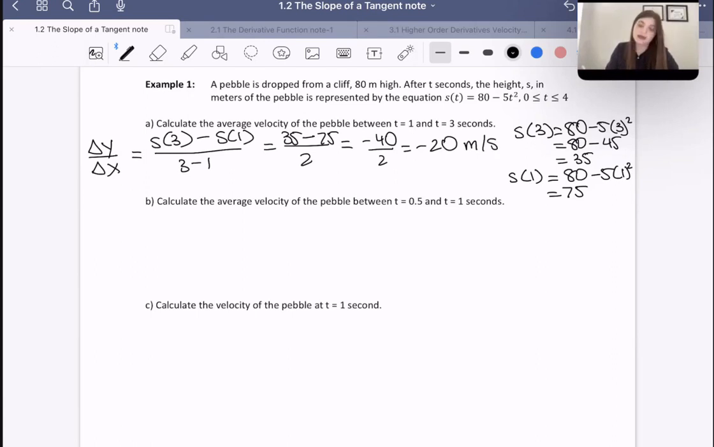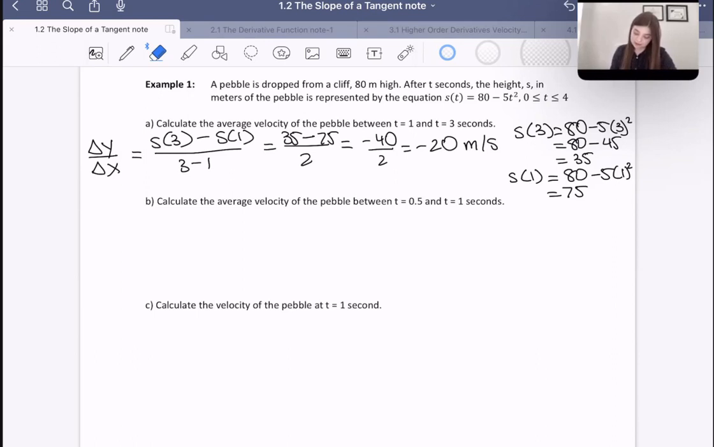Now, why did we get a negative answer? Because it's going down. We're not going upwards or forwards, we're going downwards. And so the average velocity, therefore, is going to be negative to indicate that we're going down. Okay, let's try the next one here.